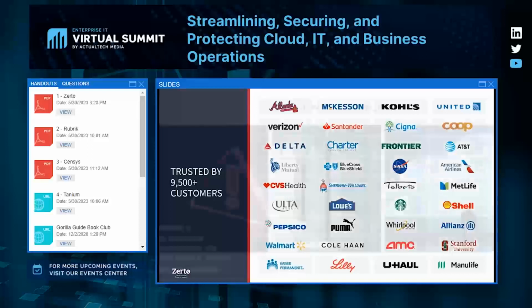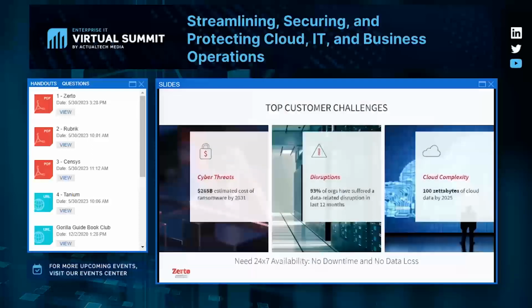We continually talk with customers as well as watch what is happening in the marketplace. And these are a few of the top customer challenges that we're going to cover. We start with cyber threats. The continued threat of ransomware, which has become a C-level priority for all organizations. And you don't wonder why when you look at $265 billion in estimated cost of ransomware by 2031.